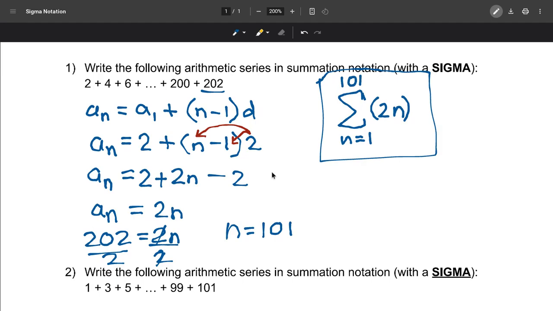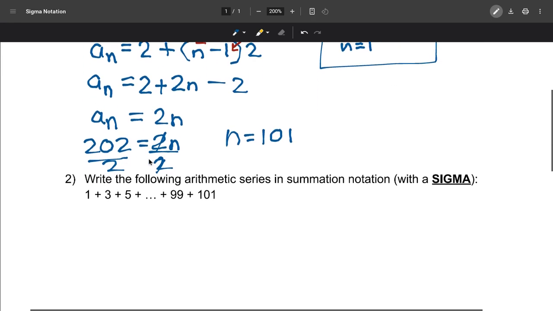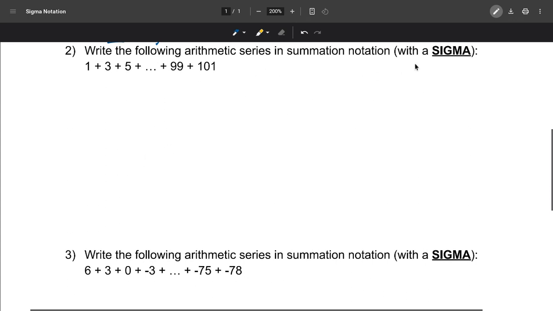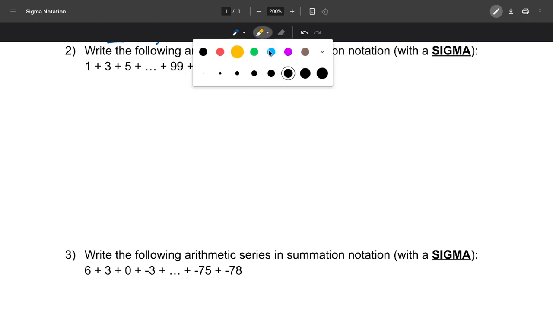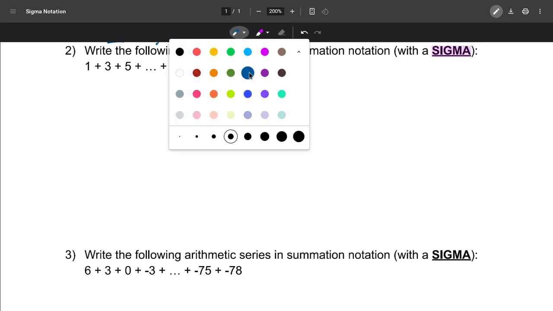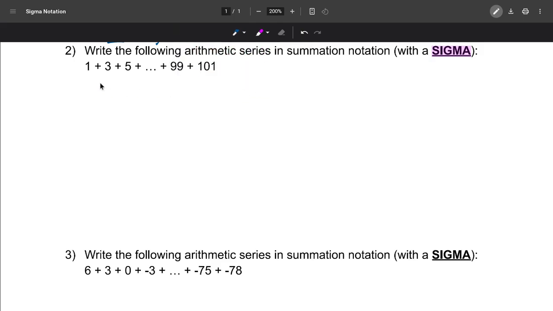All right, so let's go to problem number 2. We're going to write the following arithmetic series in summation notation, again with a sigma. We should highlight that just so we know. Let's highlight it in purple. So with the sigma there. Okay. So, all right, so we're going to start the same way. We're going to start with our explicit definition.